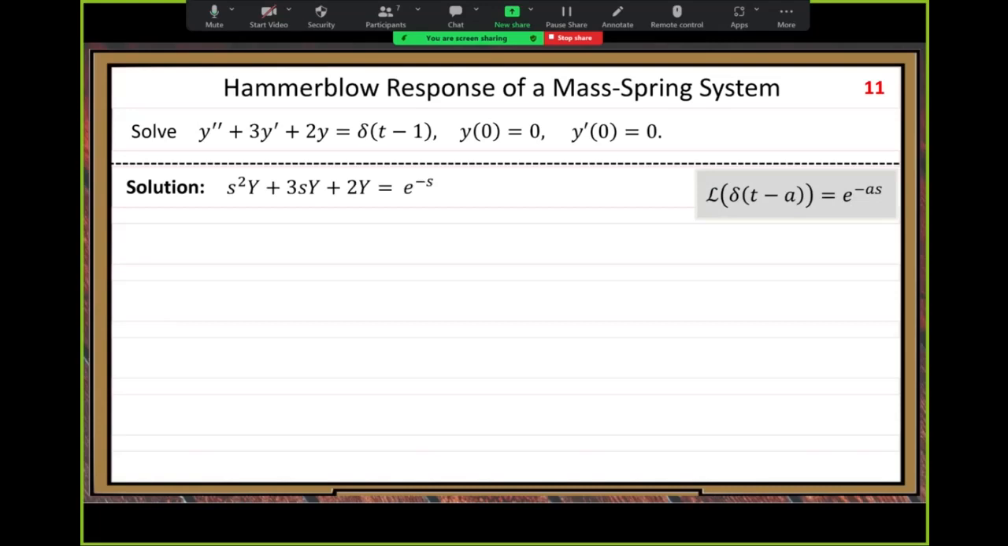But the right-hand side has the delta function, with a equals 1. We apply this formula: the Laplace transform of the delta function with a equals 1 is e to the negative s. Simple. Then we just solve the algebraic equation. Here it's very simple. We can write the formula for capital Y quickly.